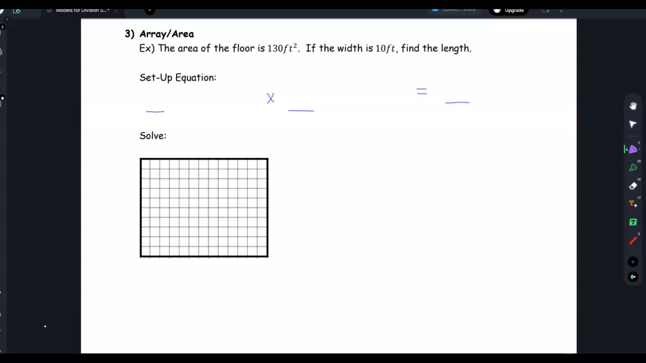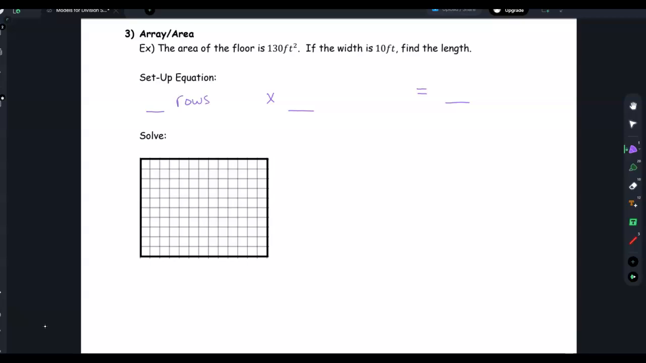So we know the area is 130. We have the width. We're trying to find the length. Or you could also see problems where you have the length and you're trying to find the width. Remember though that when we do our setup equation, the way that our book does it is in terms of rows.